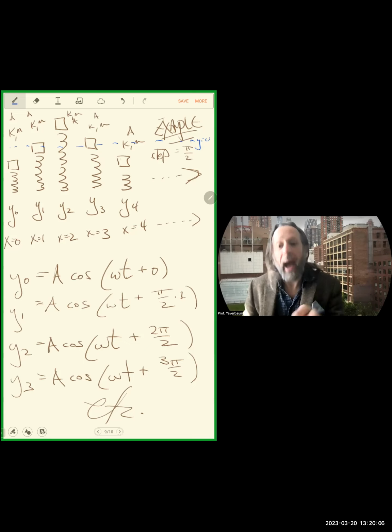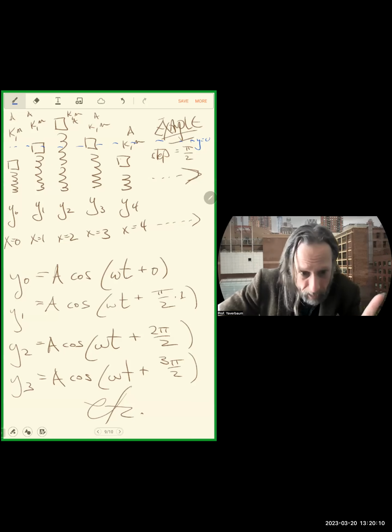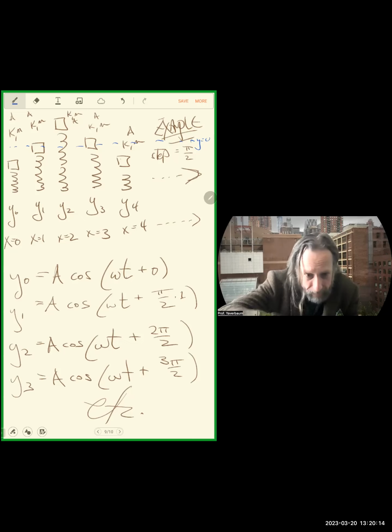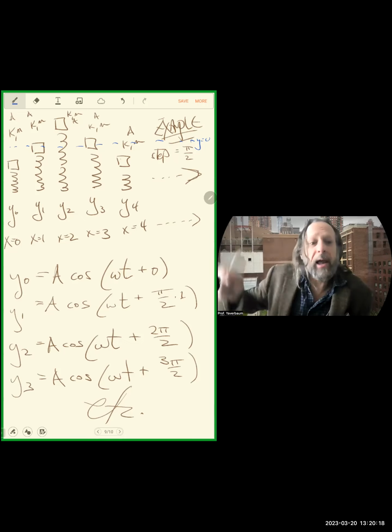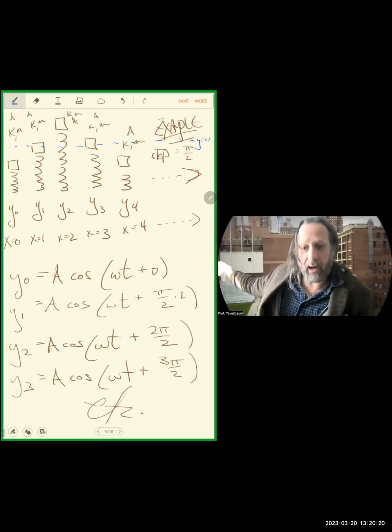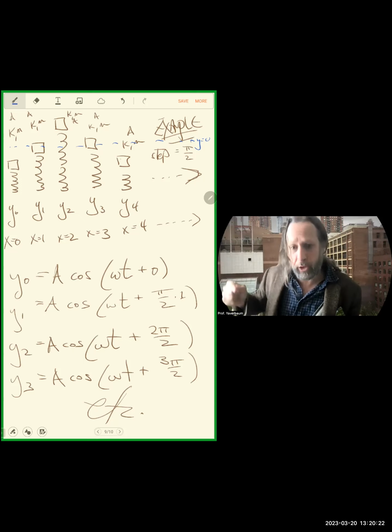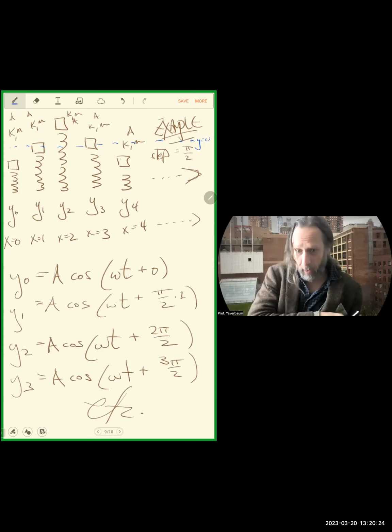So if you just look, I'm glad the direct chat person, and there was a new direct chat person, which I totally note and appreciate, was noticing the pattern in the parentheses, the phase. So for the fourth oscillator, it's 4 pi over 2s compared to the zeroth, right?